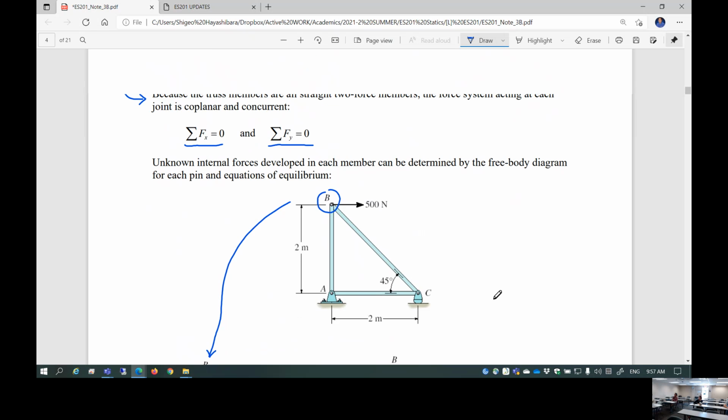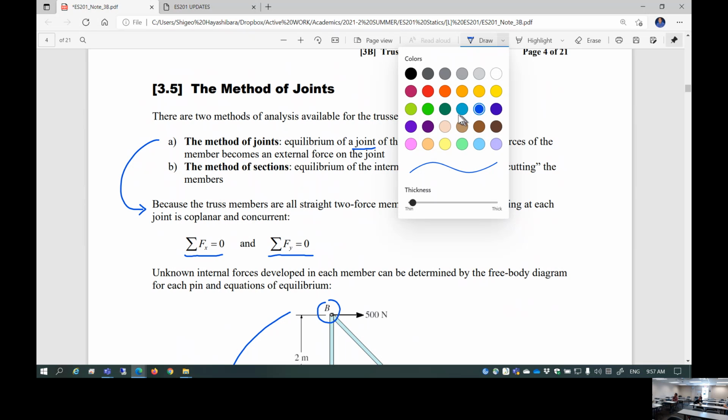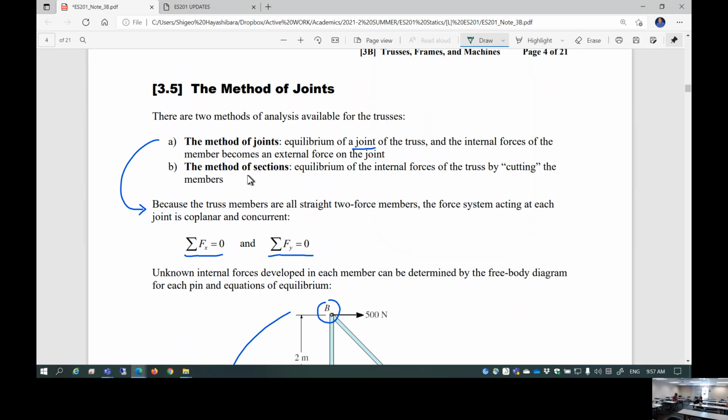This is called method of joints. Now, just a sneak preview, let's take a look at the method of sections. This section is quite important.